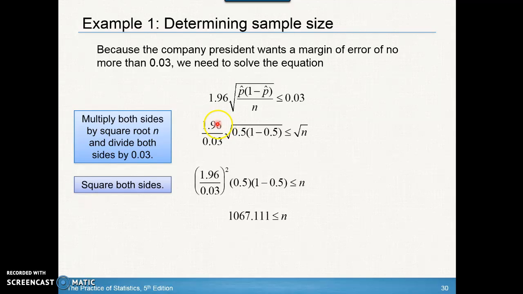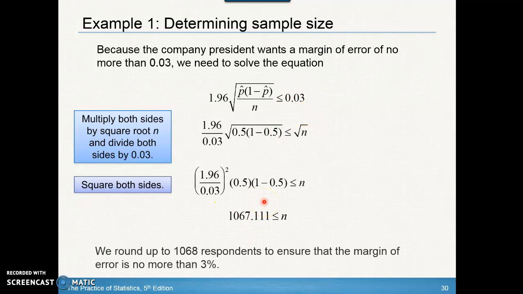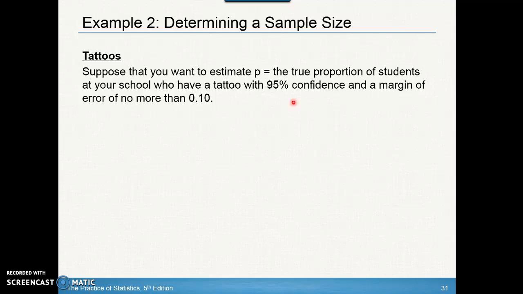Okay, now what you could also do here, you could literally just do 0.5 times 0.5, take the square root, multiply by this, then square both sides. That's totally fine. So it says n has to be greater than or equal to 1067. Remember that if you do 1066, this is going to be too large, and it's not going to give you a margin of error less than or equal to 3%. It'll be bigger, so you have to round up to 1068. So just be really careful with that. And if you're ever not sure, honestly, just plug that number back in and see if it gives you a margin of error less than or equal to 3% or whatever we were looking at in that case.